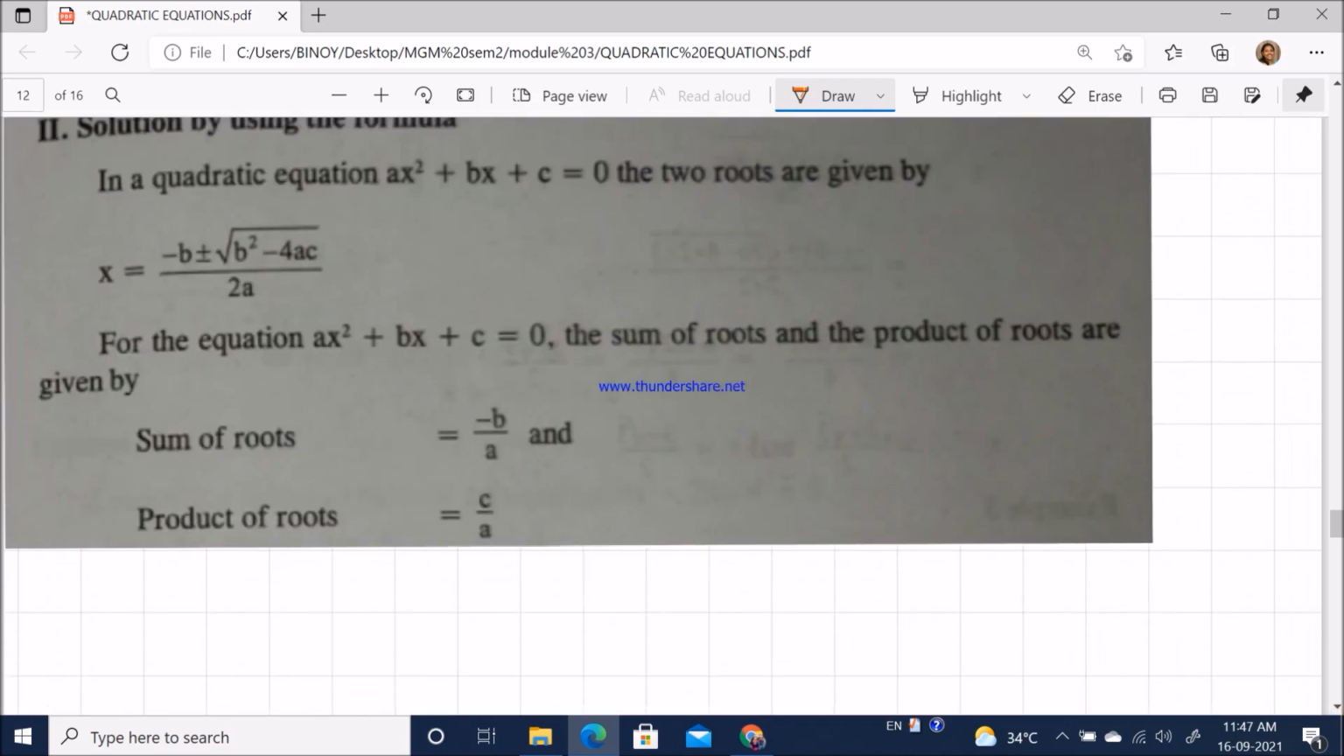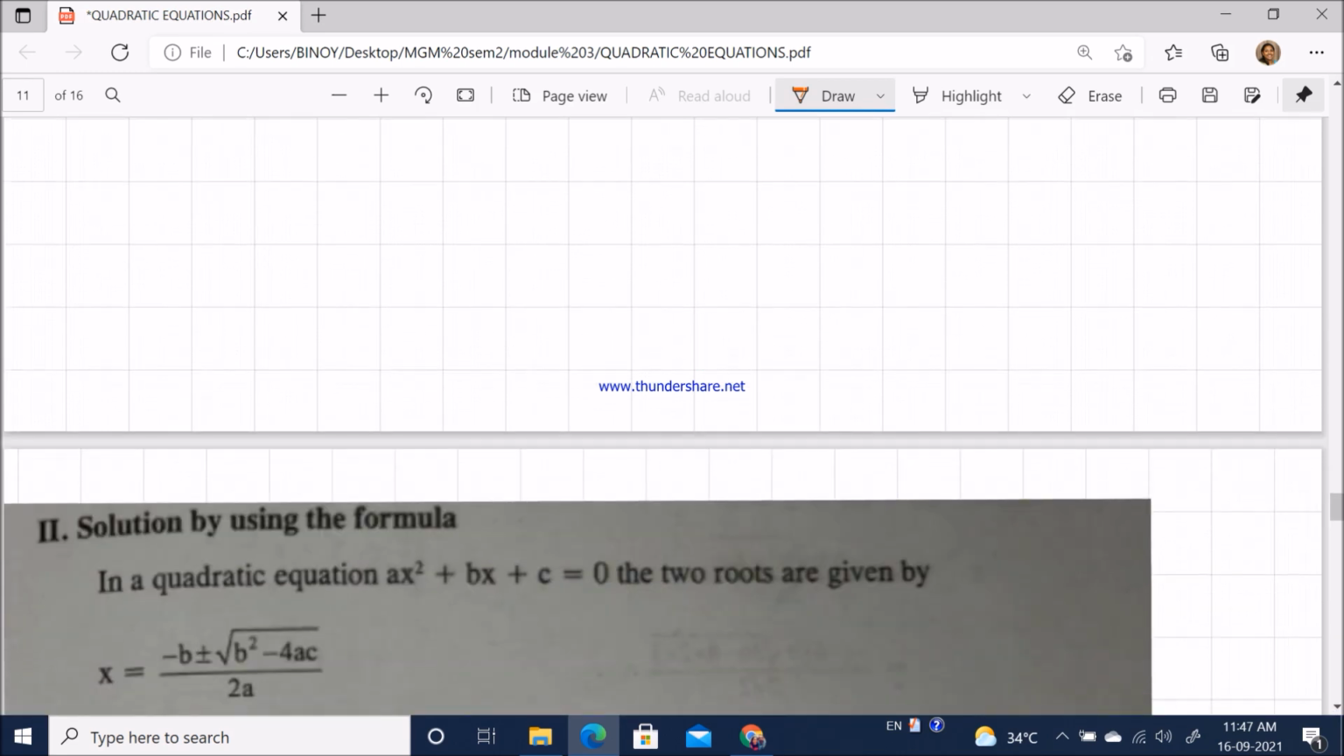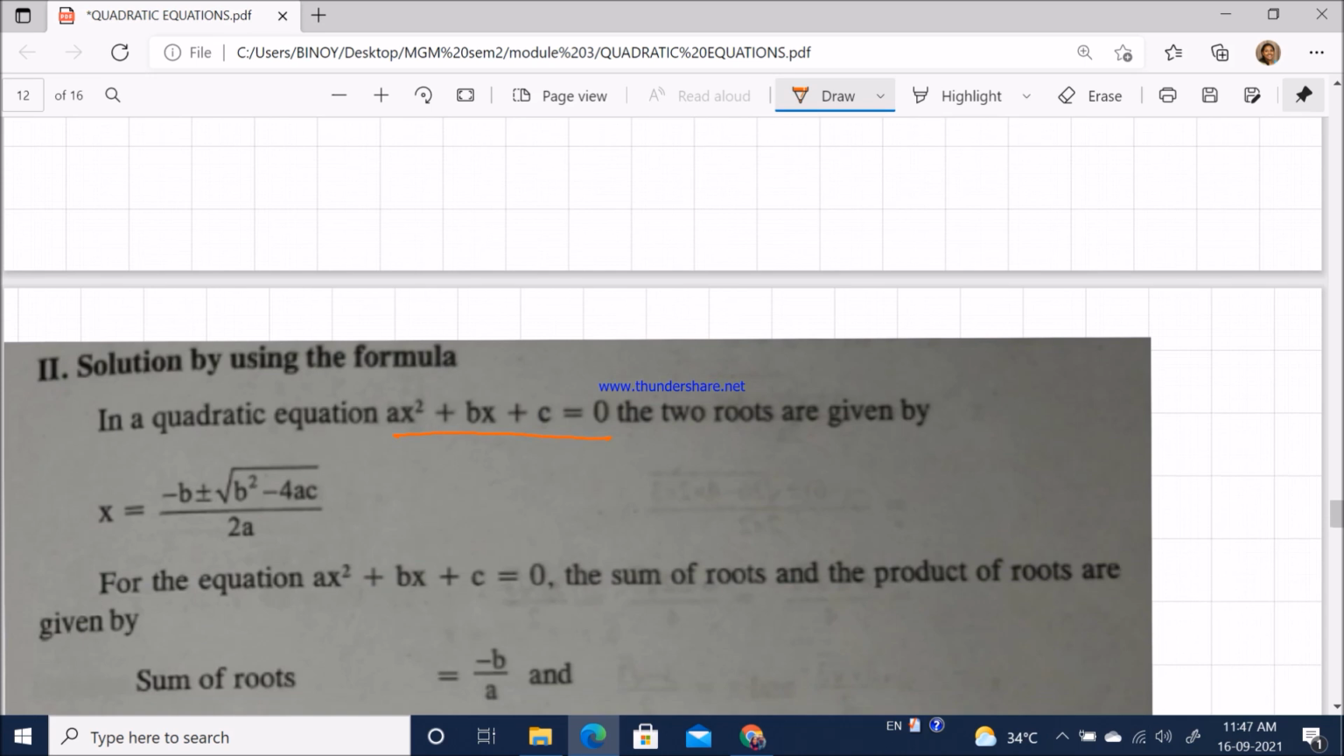Now, next is solving by formula method. The general form of a quadratic equation is in the form ax square plus bx plus c equal to 0. So x should have two roots, that is x is equal to minus b plus or minus root of b square minus 4ac, by 2a.